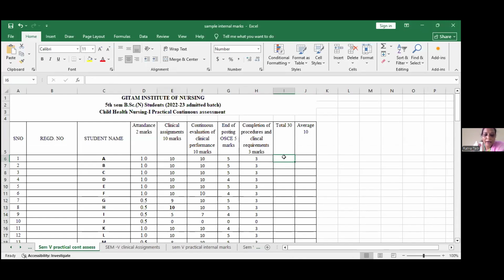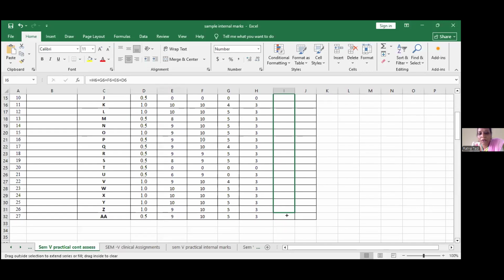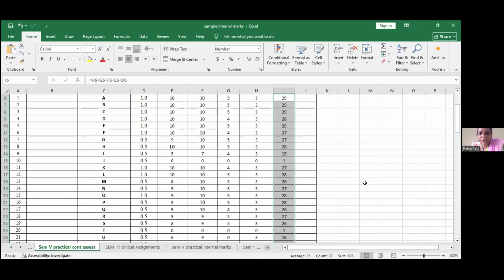Then again I have to do the total, and that we can do very easily. Equals to, select this one, then plus, then select the next, and like that we need to keep on selecting, adding a plus, selecting, and then pressing enter. So I got the total. I'll just drag it and I'll get the total for all the students.